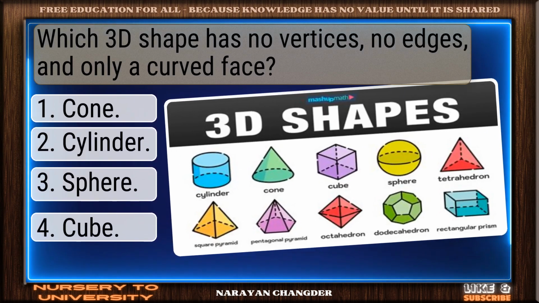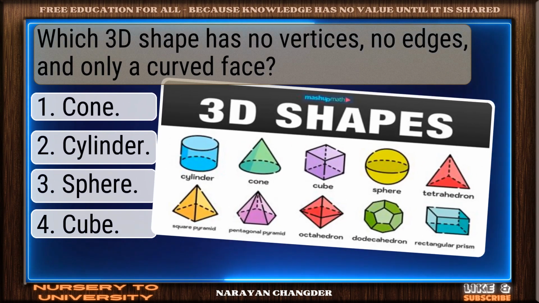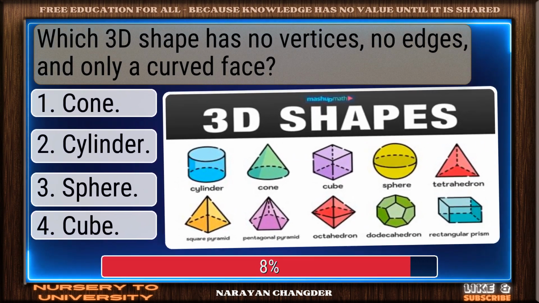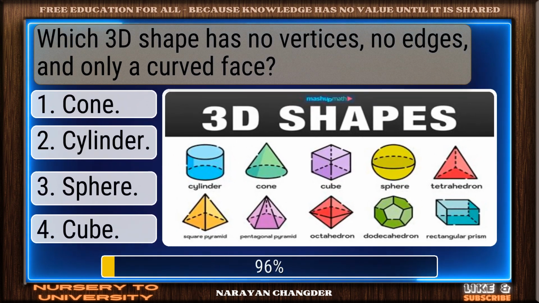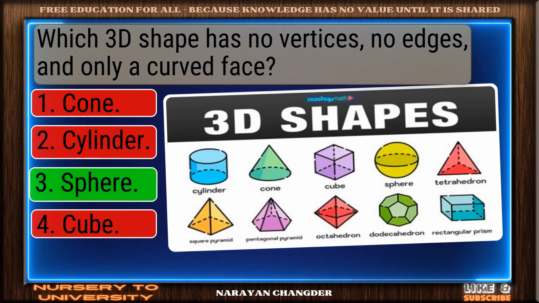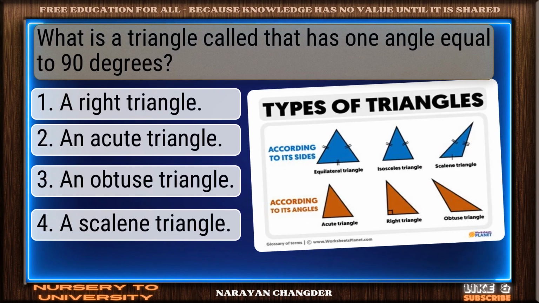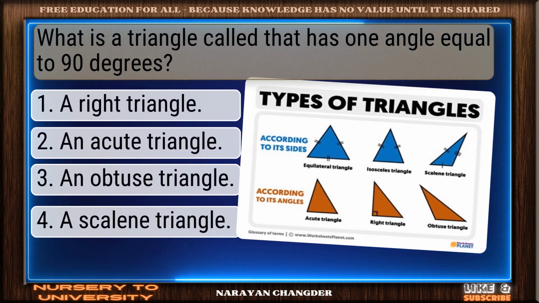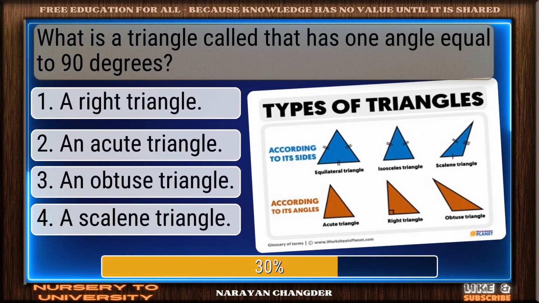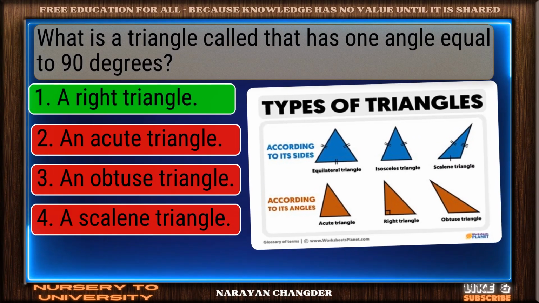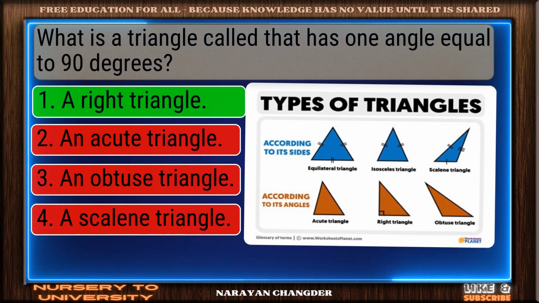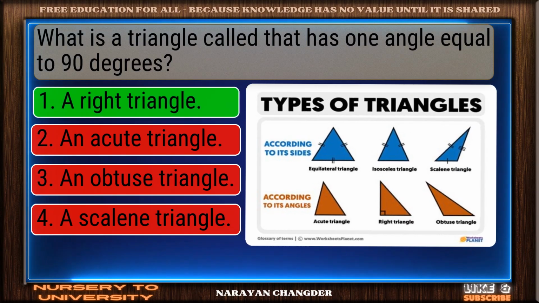Question number 3. Which 3D shape has no vertices, no edges, and only a curved face? Nicely done. Sphere is a solid answer. Question number 4. What is a triangle called that has one angle equal to 90 degrees? Well reasoned. A right triangle is the correct choice.